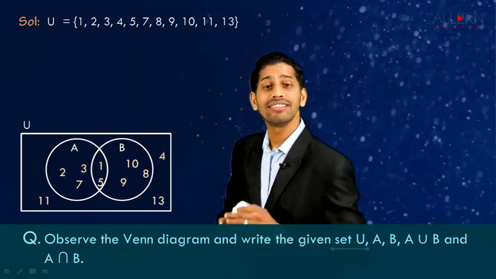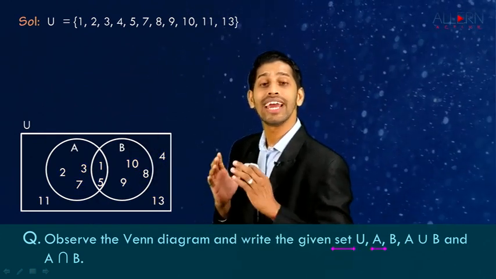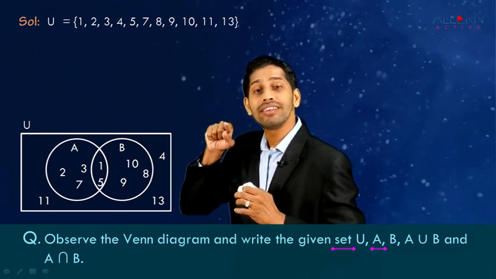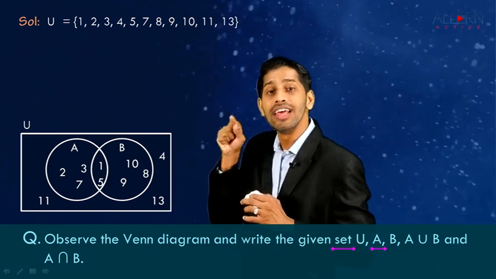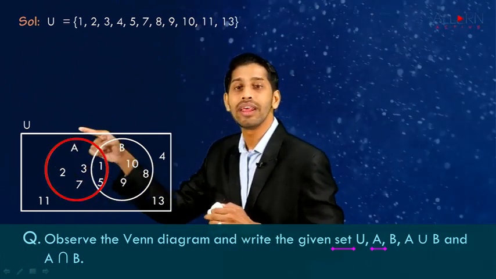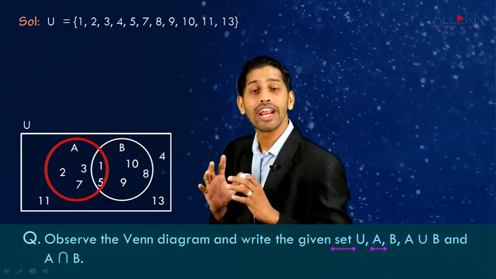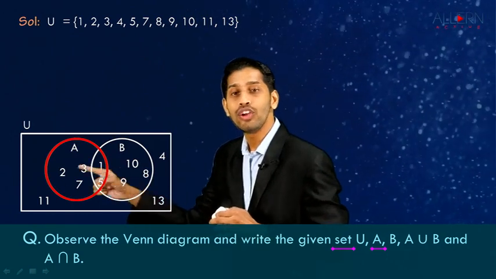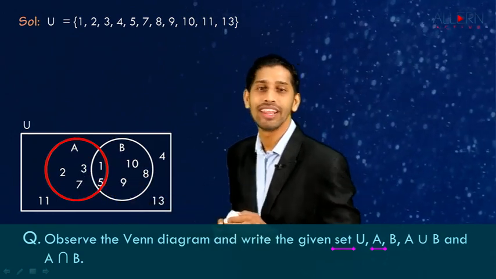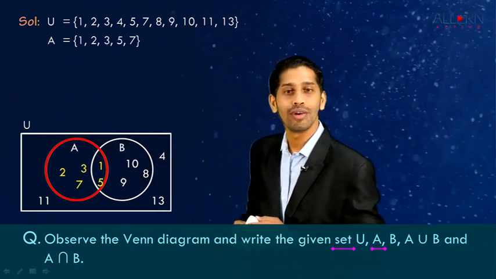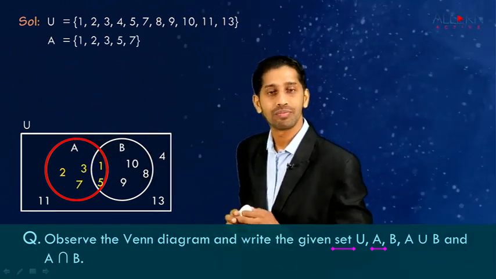Now next is set A. When we say set A, that means we need to write only those numbers which are present inside the circle which belongs to A. If you observe, this circle represents set A, so we need to write all the numbers which are present in this circle, that is 1, 2, 3, 5 and 7. So we write A is equal to 1, 2, 3, 5, 7.